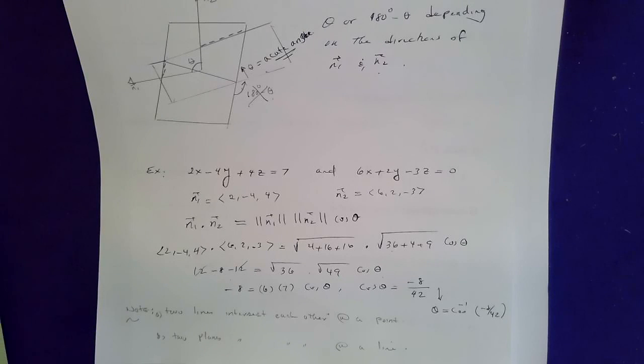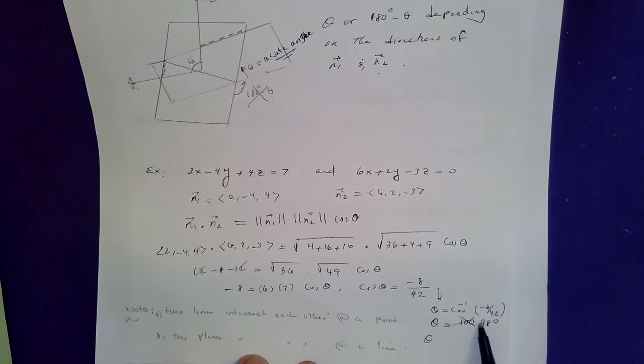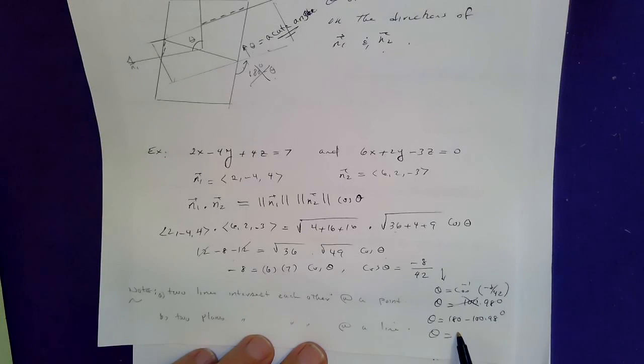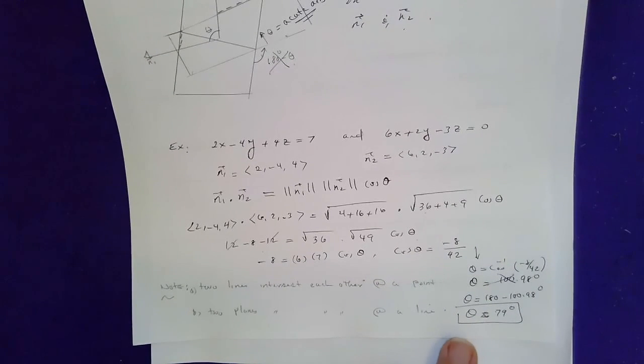As a matter of fact, when you do this, you get theta equal to 100.98 degrees, but that ain't it. You cannot have obtuse angles. So take 180, subtract 100.98 degrees. So the final answer is roughly equal to 79 degrees. So remember, the answer has to come up between 0 and 90 degrees.